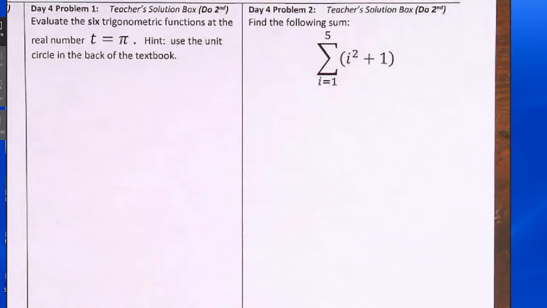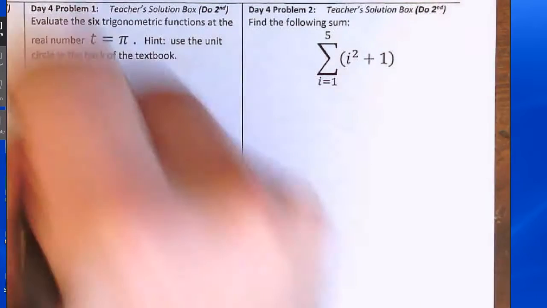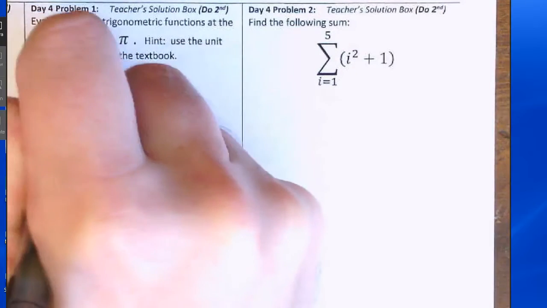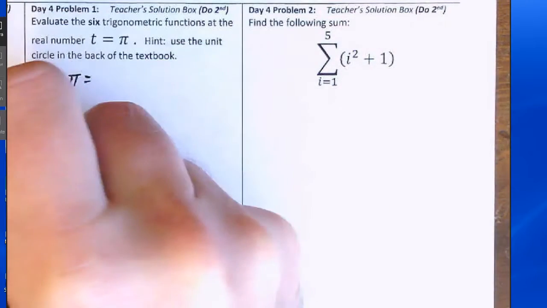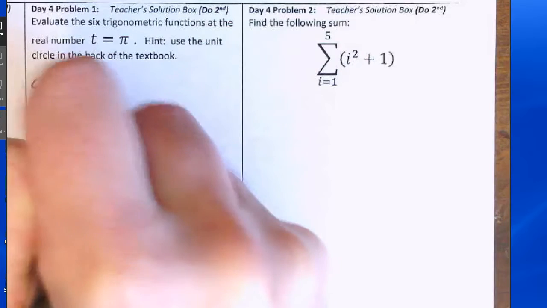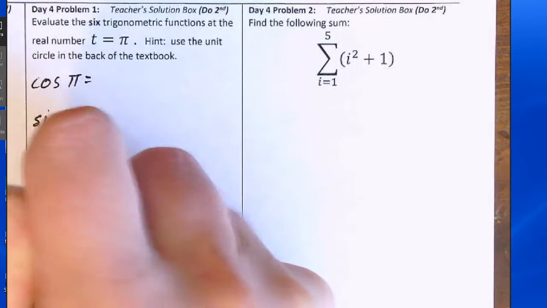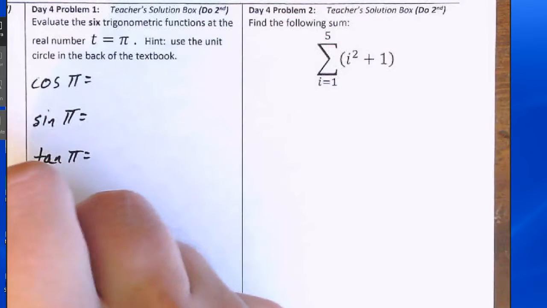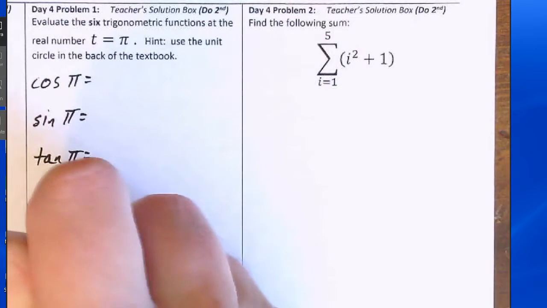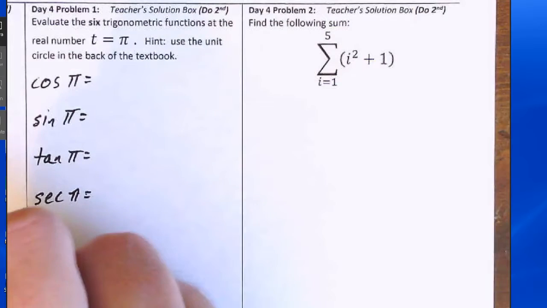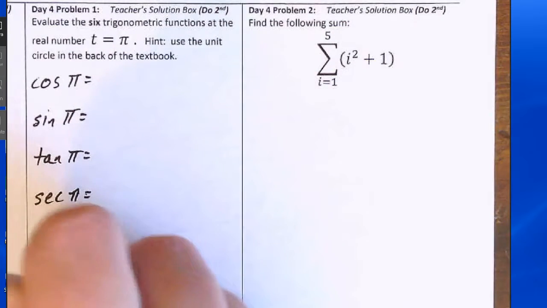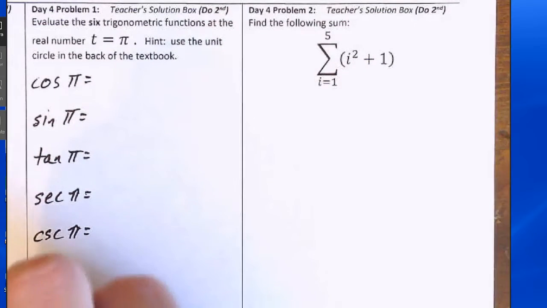Here's the answer for day 4, problem 1. Evaluate the 6 trigonometric functions at the real number t equals pi. So first we need to list these trig functions. Cosine of pi, sine of pi, tangent of pi. Now the reciprocal functions, secant of pi, cosecant of pi, and cotangent of pi.